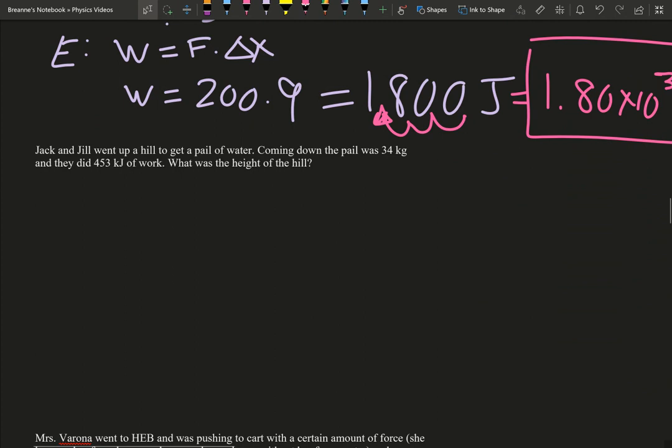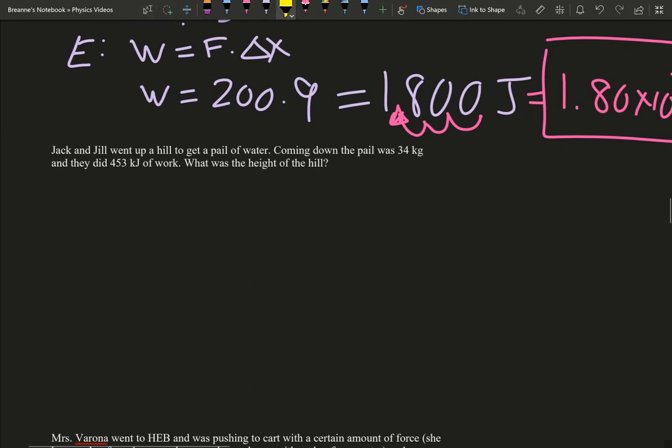So we have Jack and Jill went up a hill to get a pail of water. Coming down with the pail, the pail was 34 kilograms, and they did 453 kilojoules of work. What was the height of the hill? So we have 34 kilograms, and we have 453 kilojoules of work.